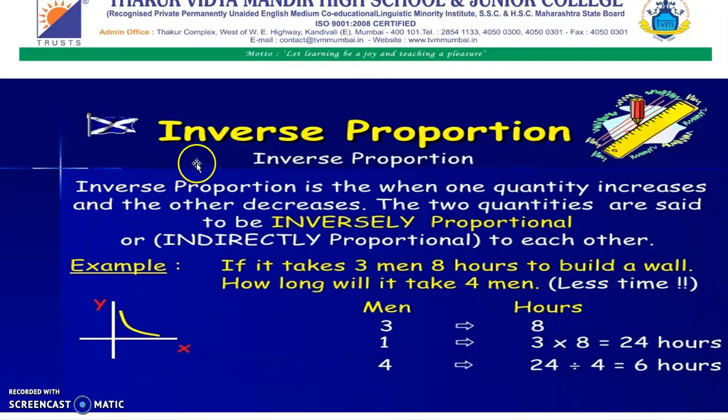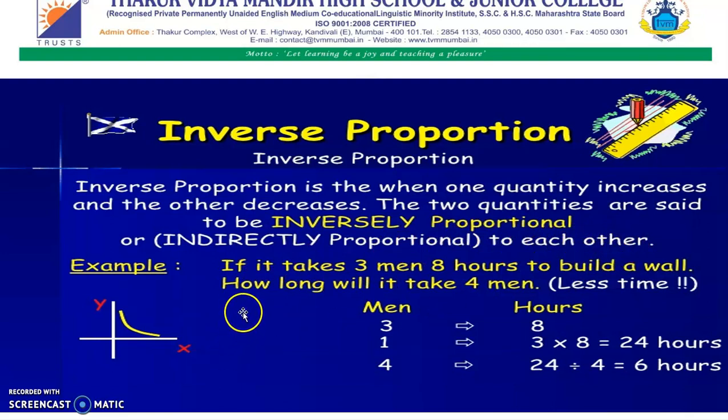Now let us see what an inverse proportion is. When one quantity increases and the other decreases, the two quantities are said to be inversely proportional or indirectly proportional to each other.